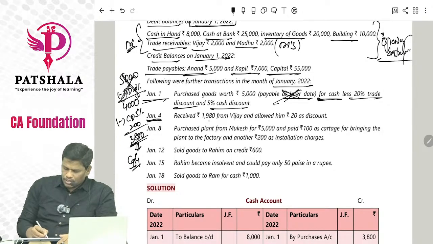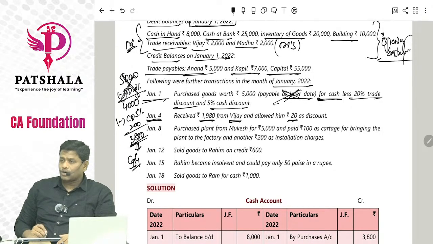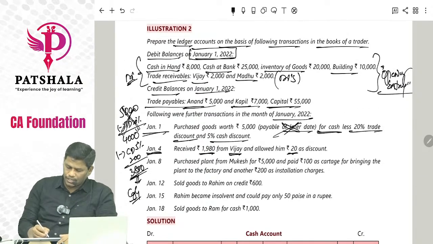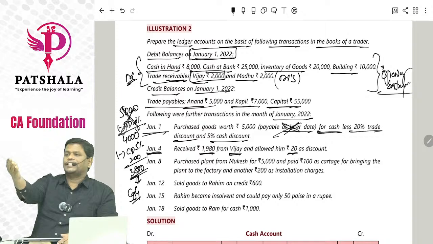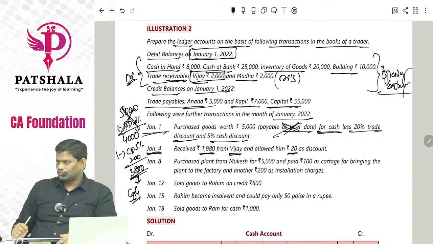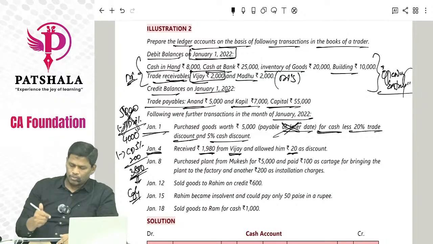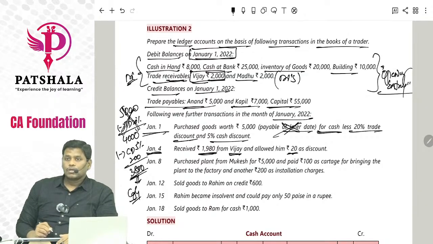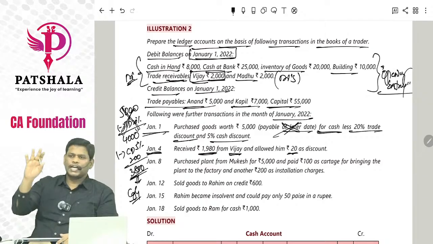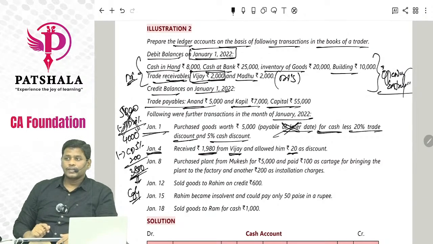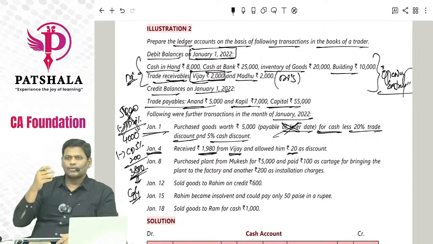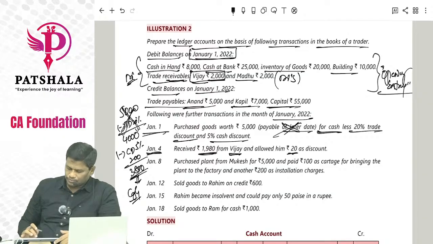January 4th. Received 1980 from Vijay and allowed him discount 20. Where is Vijay? Vijay is trade receivable. Tell me, trade receivable means what? Debtor. Who owes us money? We have to get. How much do we have to get from him? 2,000 he should pay. But he paid only 1980. 20 rupees discount allowed. So how much money do we get?